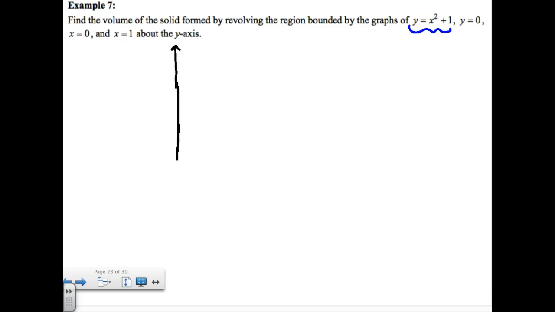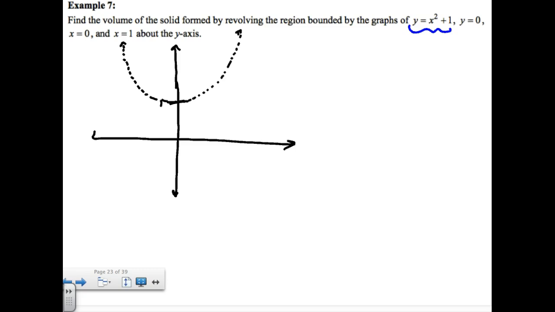Sorry about that. A nice good sketch, don't make them too tiny. It's x squared plus 1, so let's have that be 1. It's going to be a parabola, and I'll decide what part of this I need after I draw it. And the line y equals 0, aka the x-axis, the line x equals 0, aka the y-axis, and x equals 1.